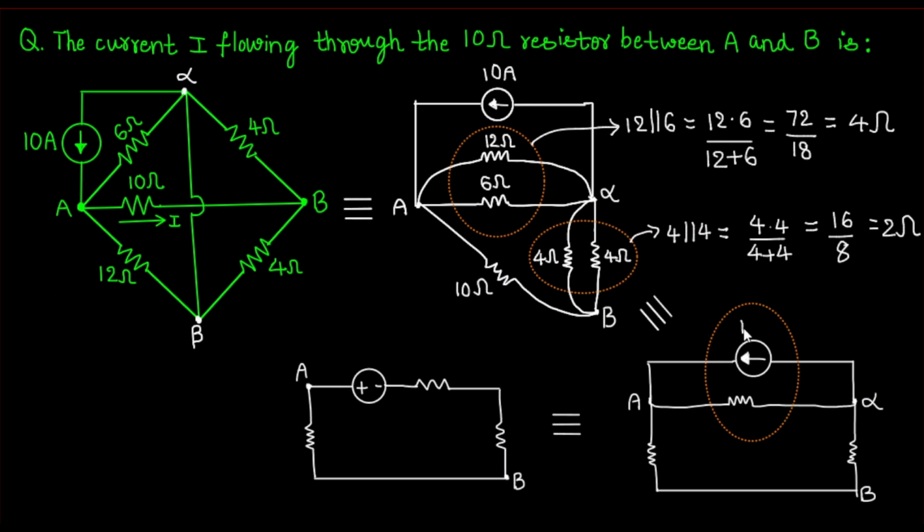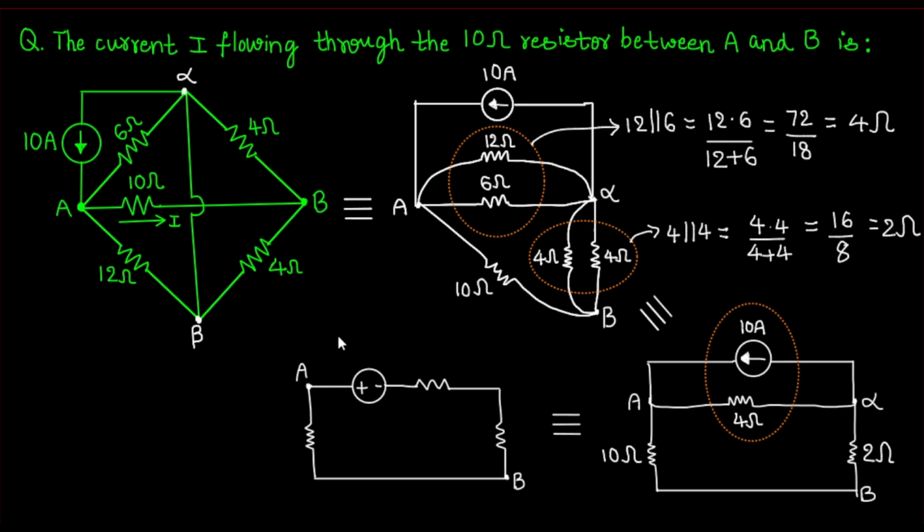Now let us redraw the same circuit again. So here the current source value is 10 amperes and the overall resistance in parallel with the current source becomes 4 ohms. And between the points A and B, there is a resistance connected which is 10 ohms. And between the points alpha and B, the equivalent resistance is found as 2 ohms. Now here is the right time to apply the source transformation technique. Here we see a 10 ampere current source in parallel with a 4 ohm resistor. So using source transformation, we convert it into a voltage source.